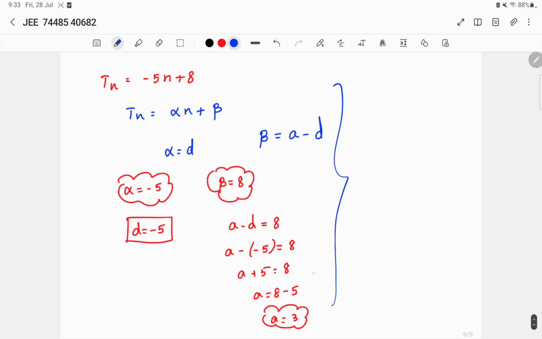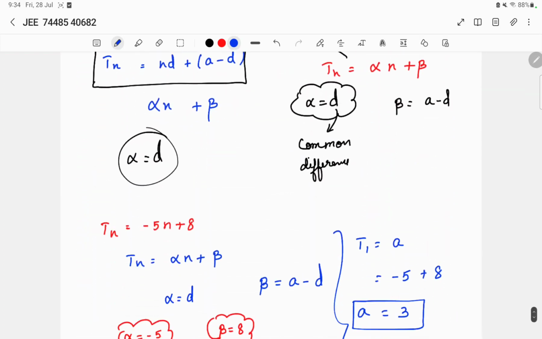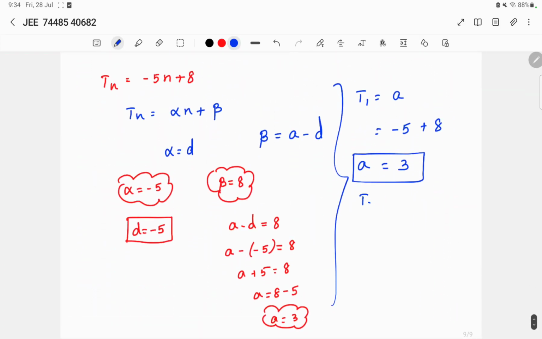Directly also you can go. So how we can go directly? T1 is nothing but first term A. So in this T1 substitute the value of n as 1. So minus 5 into 1, it is minus 5 plus 8. So 8 minus 5, 3. So I got the value of A as 3. To find D, you need the second term T2. T2 will be equal to minus 5 into 2, this is minus 10 plus 8. So T2 will be equal to minus 2.